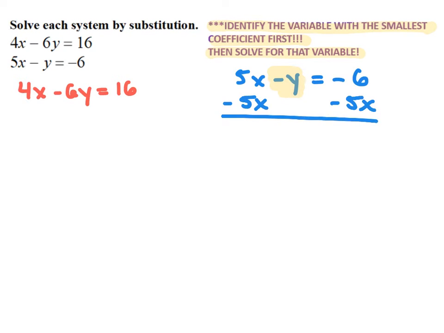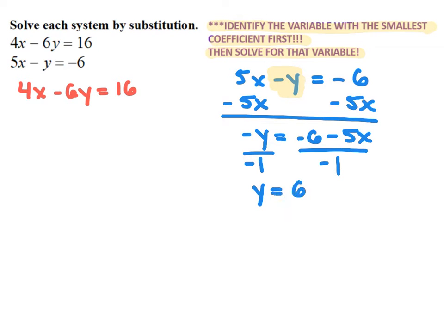And again, those aren't like terms, so it'll become negative y equals negative 6 minus 5x. Now in order to make this a positive y, I'd have to divide everything on both sides by negative 1. So it'll become y equals 6 plus 5x. Now I can take this entire expression and plug it in for y in the other equation.